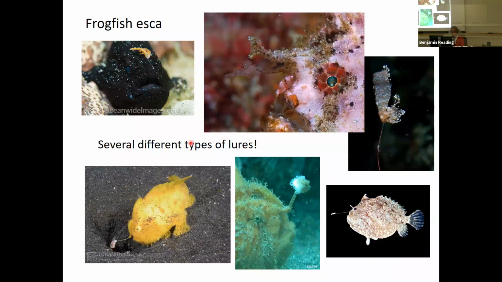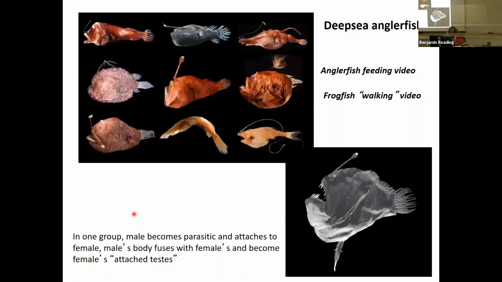But lots of different lure types, lots of variation here. And also lots of brilliant colors, you know, like you're looking at pinks and yellows. And so very brilliant coloration here amongst this family of fishes. So deep sea anglerfish is also in this group.